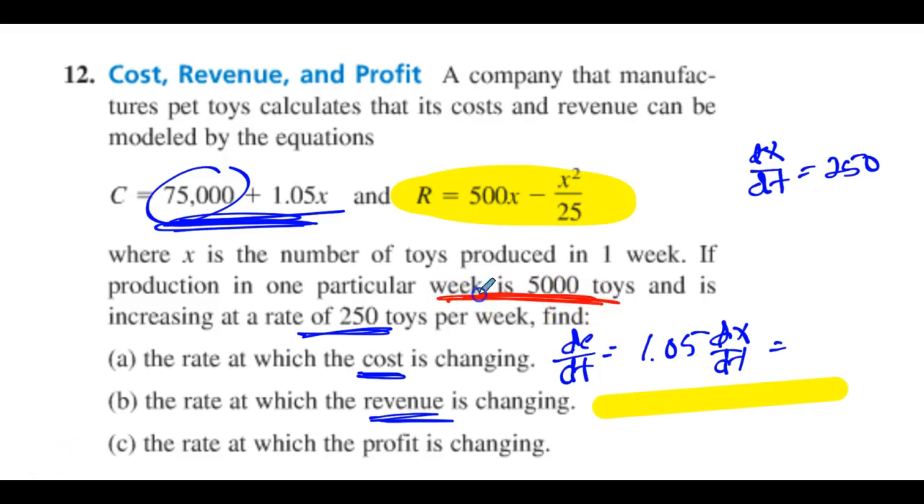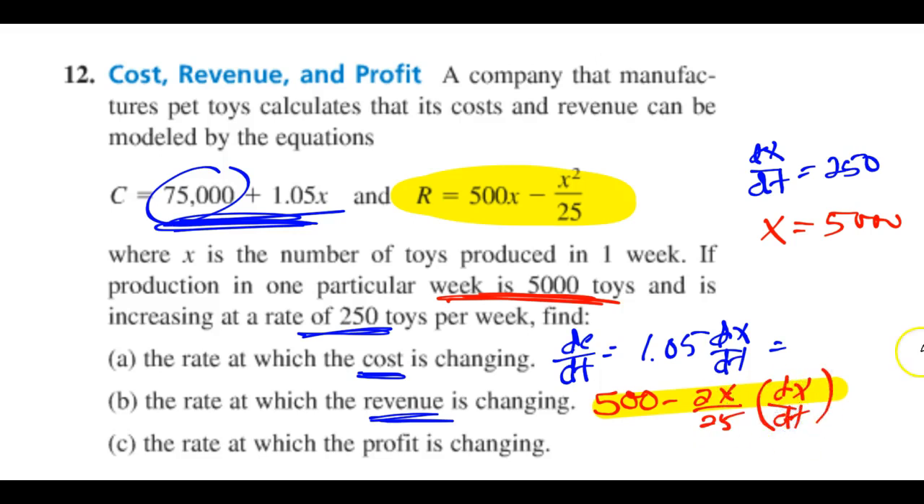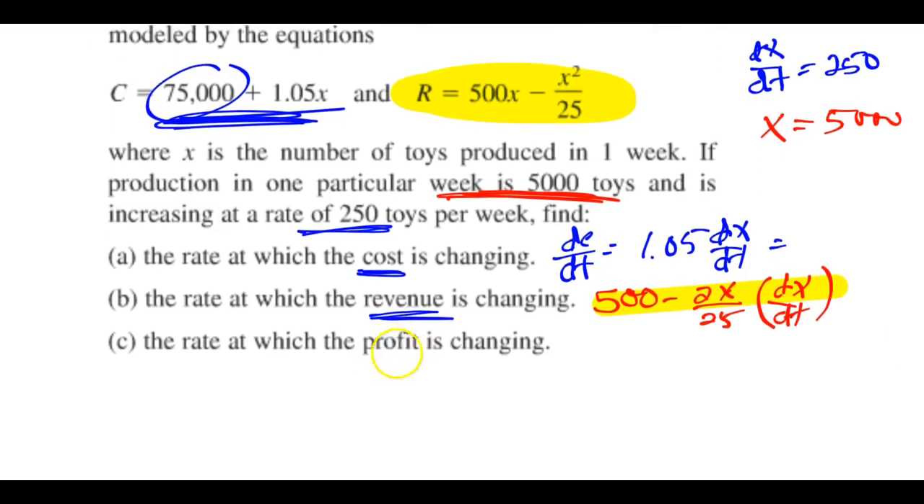I think we have an x value right here. X is 5,000. So again, the derivative here would be (500 minus 2x) over 25. So I've got to plug in for both an x and a dx/dt. And then the last thing that I wanted to talk to you about was that profit, which I think I've talked to you already, is the cost minus the revenue.